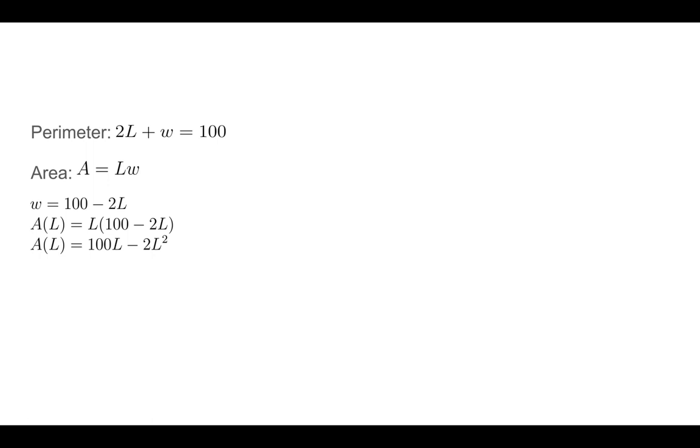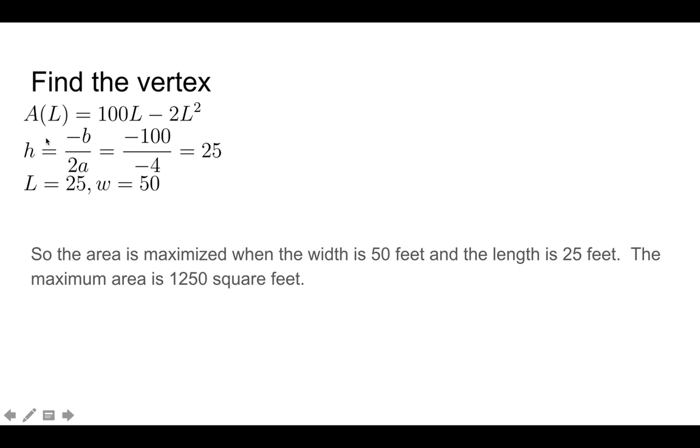Okay, we want to maximize this. That means finding the vertex. Anytime you want to maximize or minimize something, you're looking for the vertex. Okay, so vertex, H, the X or L coordinate of the vertex is opposite of B over twice A. So B here, the number in front of the non-squared term, B is 100, so opposite of B would be negative 100.